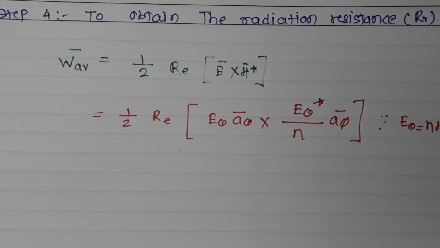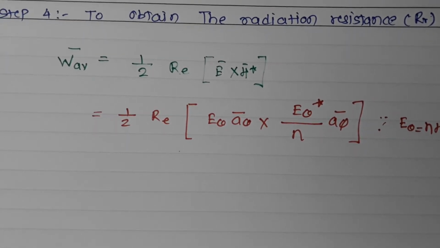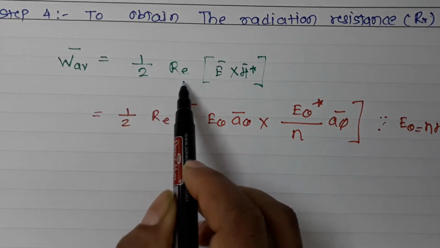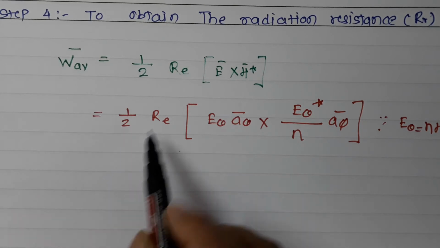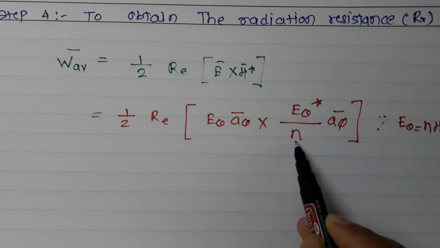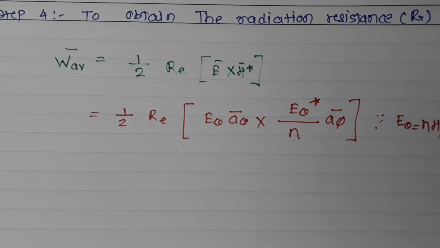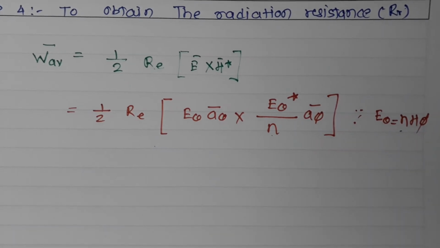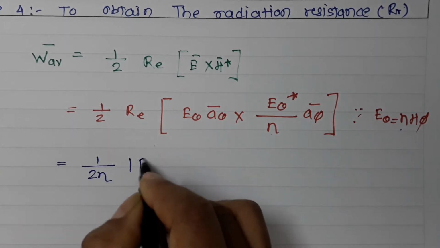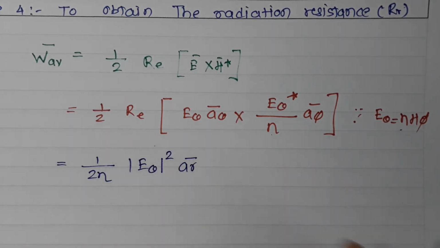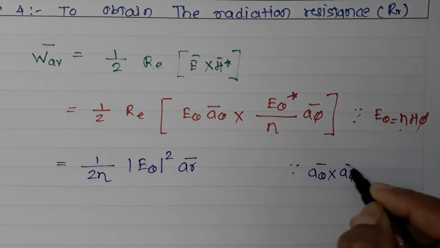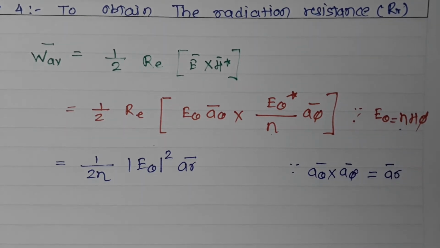Now let us move towards step number 4 to obtain the radiation resistance RR. How can we find the radiation resistance? We know that W average can be found as 1/2 Re of E cross H complex conjugate, which is 1/2 Re of E theta A theta into E theta complex conjugate divided by eta, A phi. As we know that E theta is nothing but eta times H phi, we'll put all those things there. This becomes 1 upon 2 eta, E theta square AR bar, as we know that A theta cross A phi will be the AR component. So let us put all these things together.